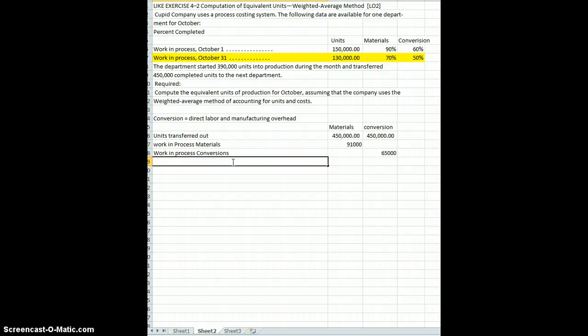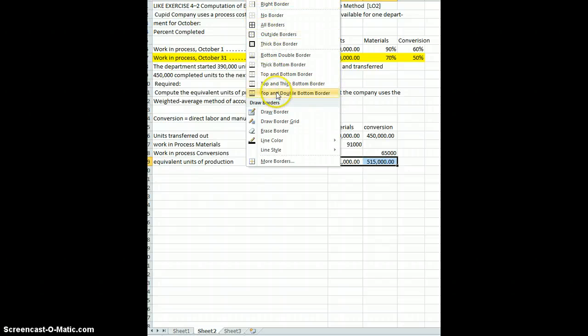equivalent units of production. Oh, my E doesn't want to work. Equivalent units of production, and we're going to sum. So we're going to say 450,000 plus 91,000, and 450,000 plus 65,000. And these are going to be our equivalent units of production for materials and conversion.